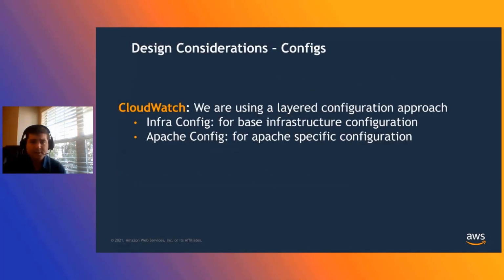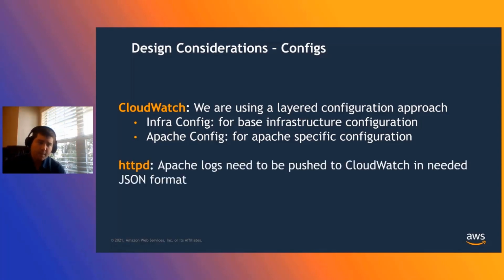Let's take a look at a couple of design considerations. In this case, we're looking at the CloudWatch agent, and we're using a layered configuration approach. That means we're using two separate config files for our agent configuration. There's an infrastructure config, which has the base configuration for our CPU and memory metrics, and then we also have an Apache configuration for collecting specific memory metrics for the Apache process and logs. For the Apache agent, we're also formatting our logs in JSON format. This allows us to better leverage existing tooling such as Contributor Insights, Logs Insights, and metric filters.